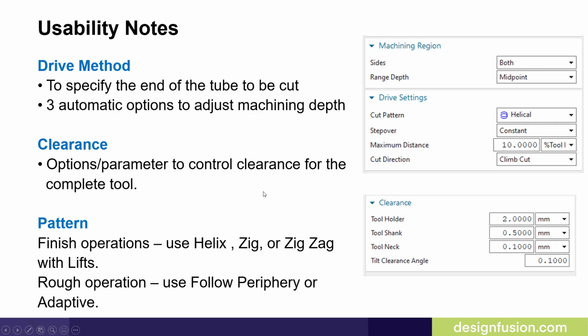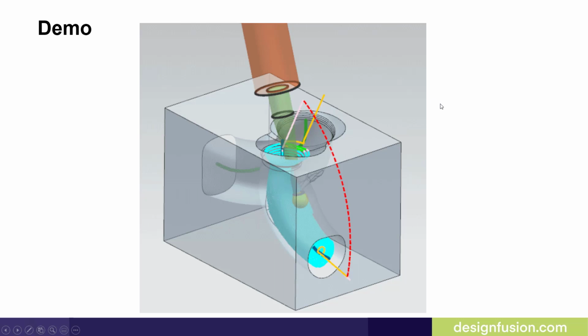And for patterns, we have the finish operation. You can either use a helix, a zig, or a zigzag with lift cut pattern. And then the rough operation, you can use follow periphery or the adaptive pattern. So let's have a look at this in NX Cam or Solid Edge Cam Pro.